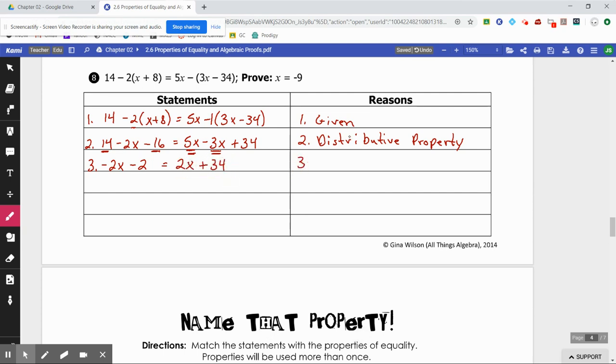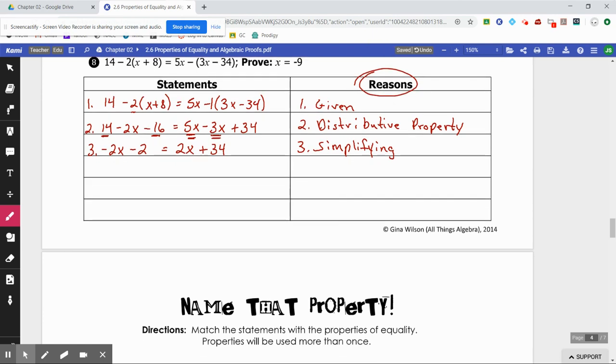So again, there are two different things you can call this. You can call it either simplifying, or you can say you combined like terms. Just tell the reason why you could do that. And the reason I could do that is I was just simplifying. I was combining like terms. Either one of those answers would be fine.